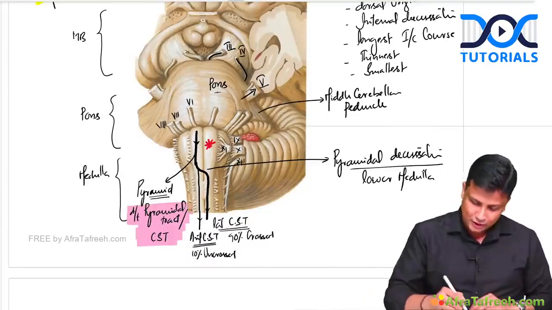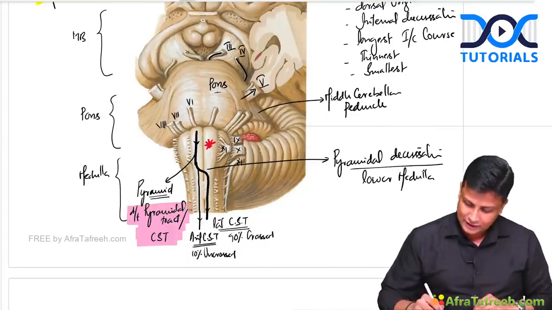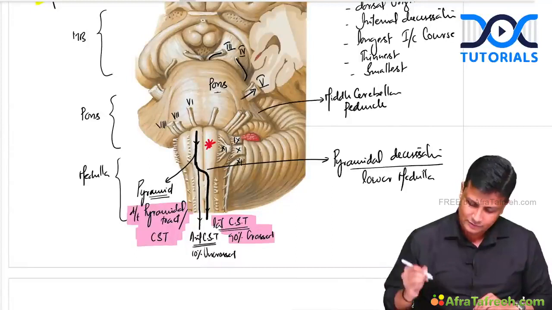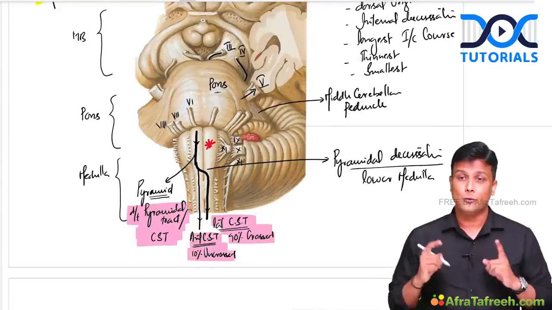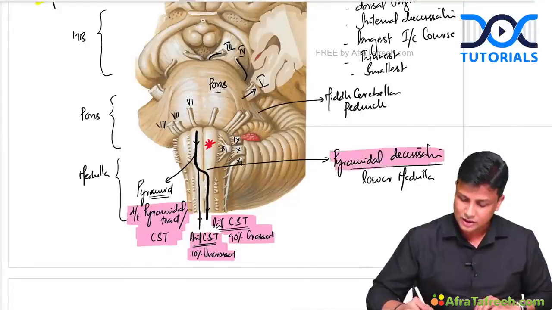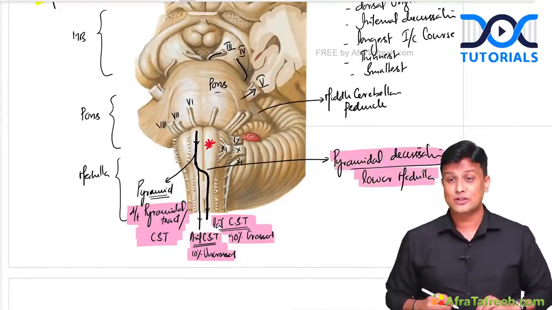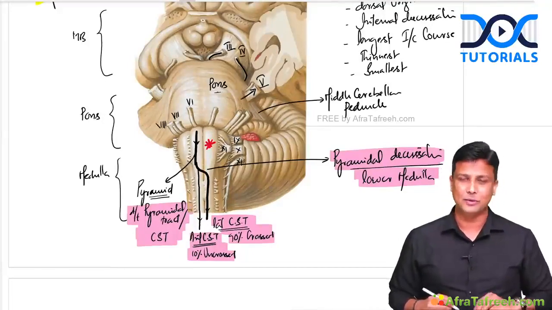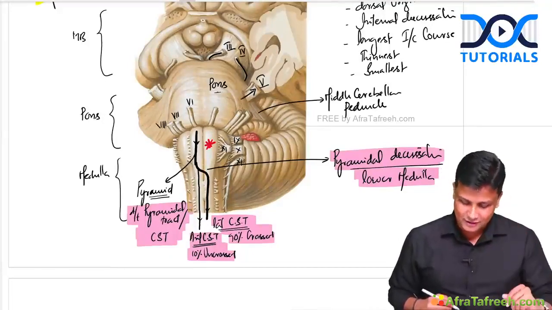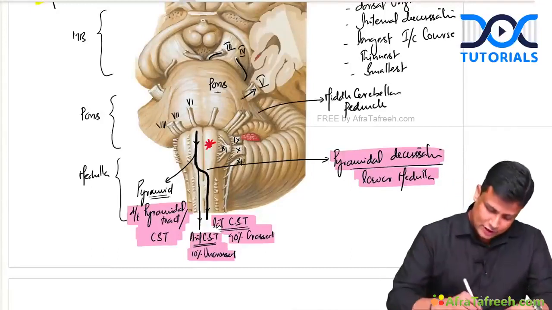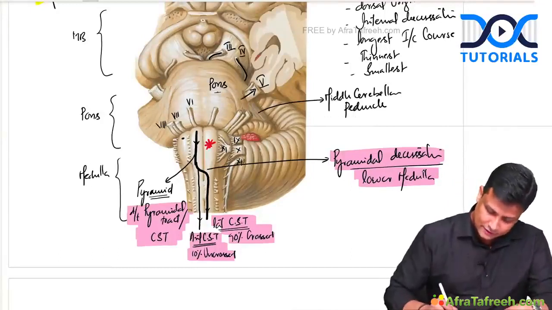So we are done with the corticospinal tract. We are done with the lateral corticospinal tract having 90% of the fibers, and the anterior corticospinal tract having 10% of the uncrossed fibers. We are done with the crossing, that is pyramidal decussation, taking place in the lower medulla. And if there is an injury, then what is going to happen? It will lead to contralateral hemiplegia. Awesome. Crystal clear concept.